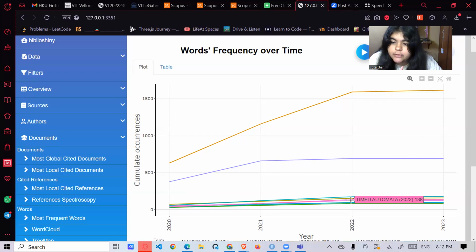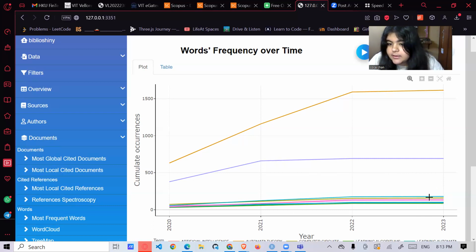Timed automata in 2022 was 138 and in 2023 it was 140. So there was not a massive development in timed automata from 2022 to 2023. However, I'm sure there has been a gradual improvement with respect to 2021, from 39 to 138. Now that is a massive improvement from 2020 to 2022. Now 2023 has just begun, so over time we can expect higher numbers in these topics.